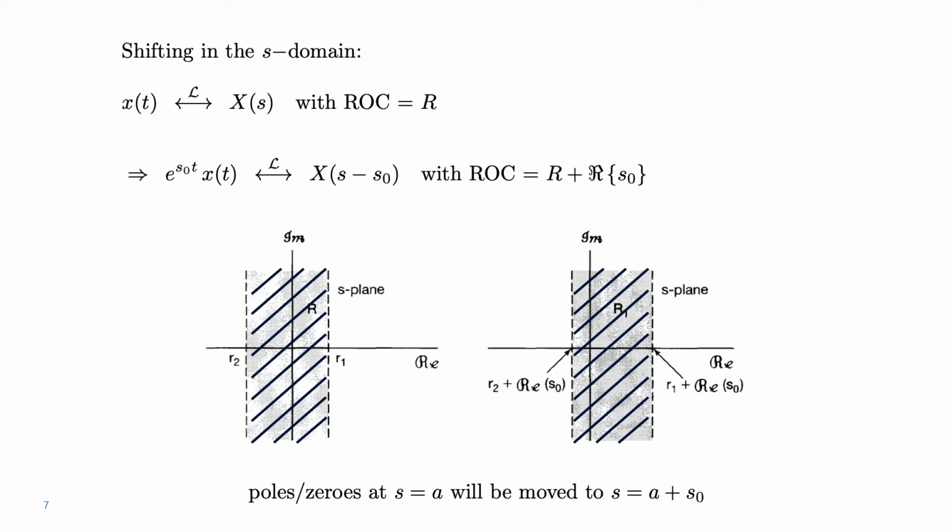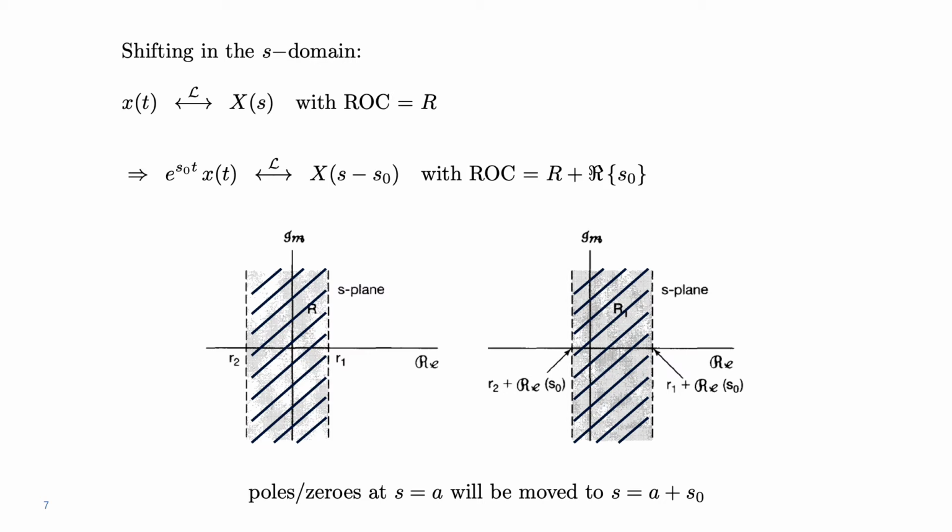Slightly different is the case of the shifting in the s domain. This is similar to the shifting in the frequency domain for the Fourier transform. Again, for the same pair of Laplace transforms, if you have a shift in the s domain, so if from X of s you create X of s minus s0, where s0 is a complex number, then the corresponding anti-transform will be x of t multiplied by e to s0 t. However, in this case, the region of convergence changes, and the new region of convergence will be R plus the real part of s0.